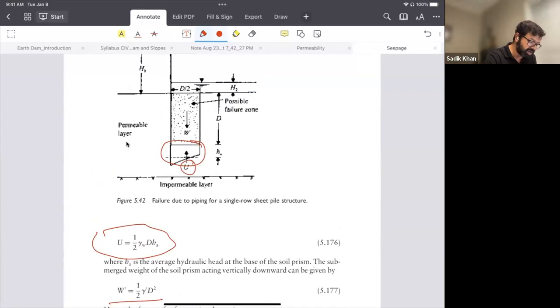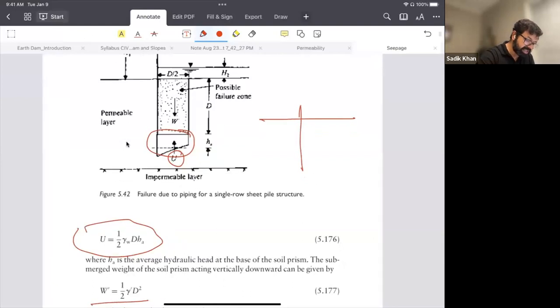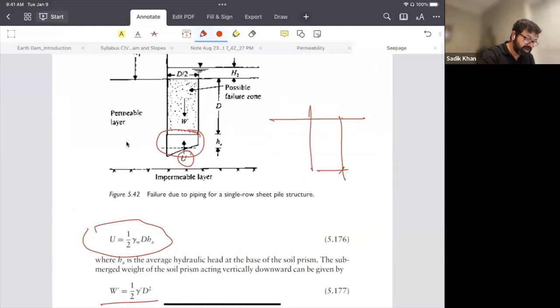What Terzaghi proposed is, let's say we have a sheet pile. We need to find out the D, and then D by 2. The D is the depth of the sheet pile. So this area is our influencing area, which is going to give us the resistance. Then we need to find out how much pressure is coming from the water and pushing it up.